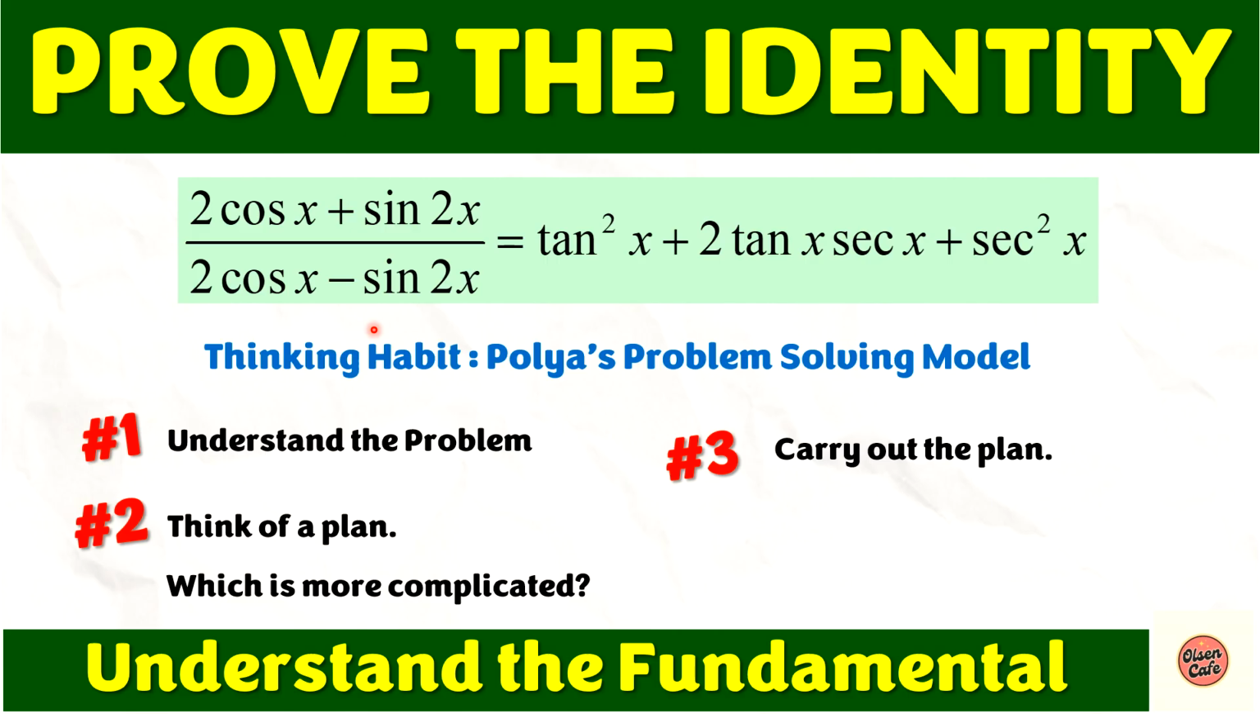At the end of the proving, we will reach stage 4, which is the step of looking back. When you look back at your solution, always ask yourself: is there a better way to solve, or a more efficient method to prove the identity? So these are the 4 stages that we will be going through later on.